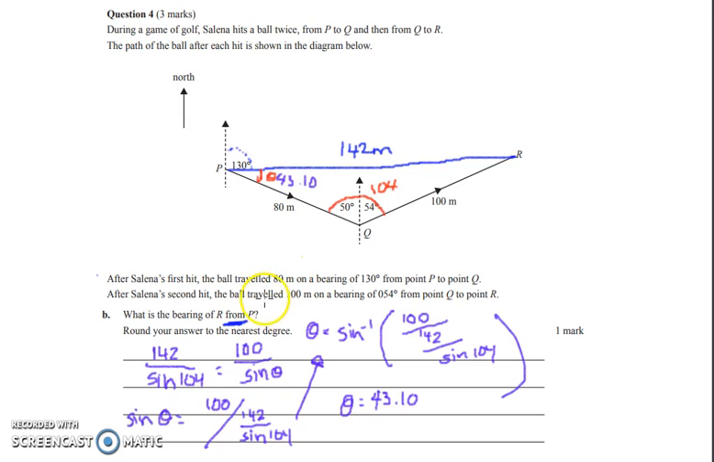But this is not the end of the question. The question is asking, what is the bearing of R from P? We know that this angle around here is 130, but we've now got to take that 43.10 off to find that bearing. So 130 minus 43.10 would equal 86.89. And the question is asking us to round the answer to the nearest degree. So this would then equal 87 degrees, the bearing of R from P.